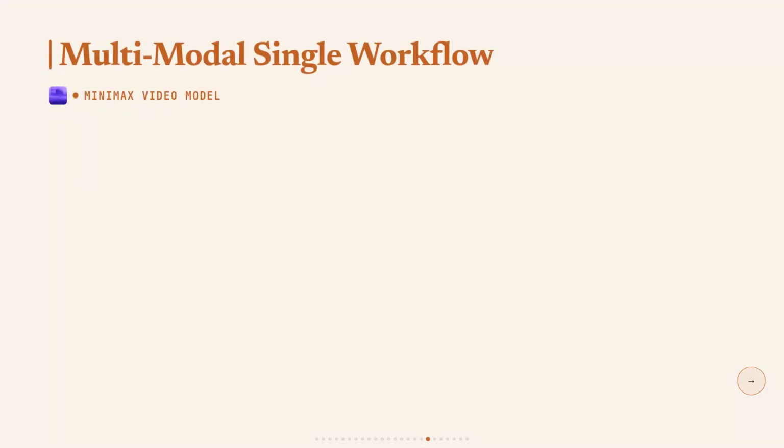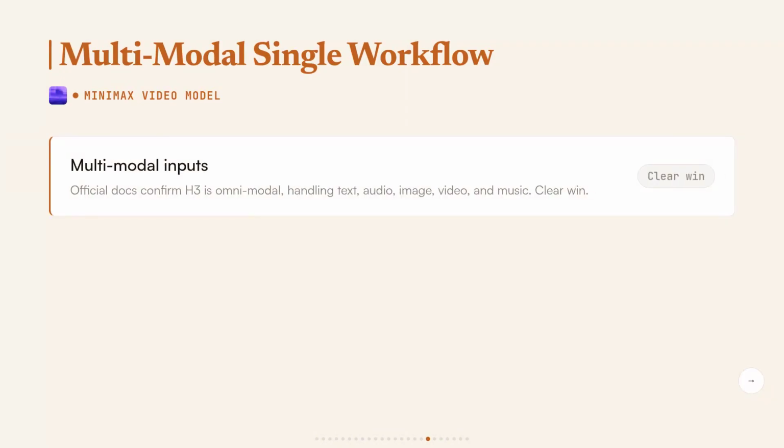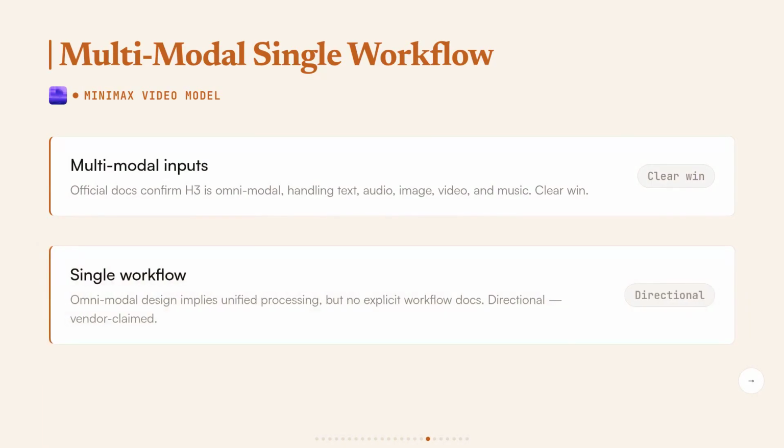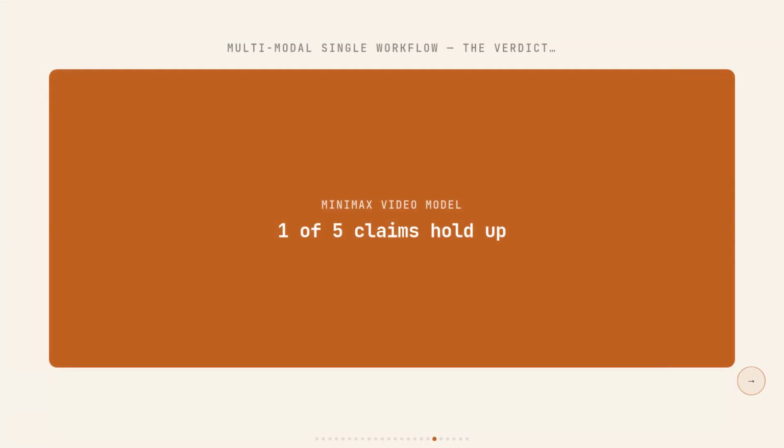I ran through the official docs twice on this one because it's the only claim with actual backing. MiniMax's own documentation confirms H3 is genuinely omnimodal, handling text, audio, image, video, and music in a single model. And while the single workflow piece is implied by the design, rather than explicitly spec'd out, the core omnimodal claim has an on-screen card showing verified. This charge is dismissed. Official docs confirm the omnimodal design, making it the only claim in this whole review with solid vendor backing. And the final tally is 1 of 5 claims holding up, that one being the omnimodal architecture.